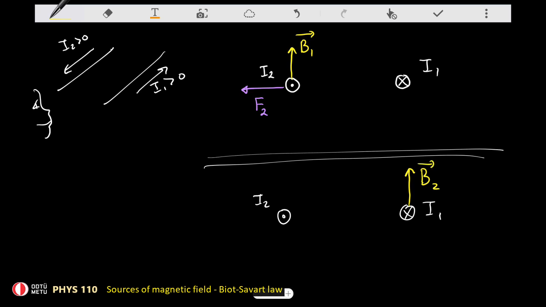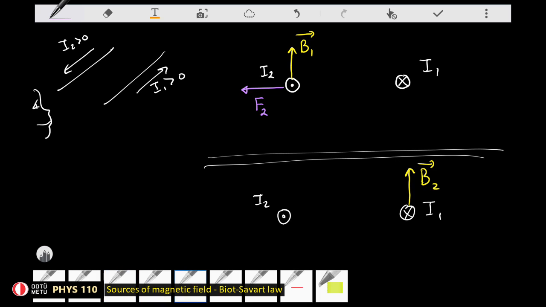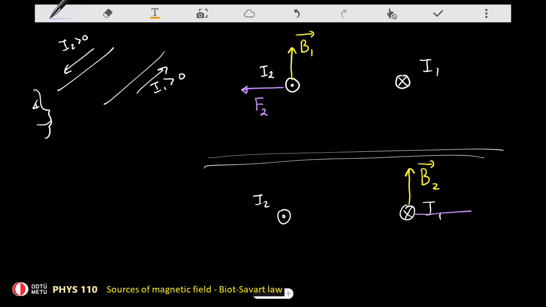So the magnetic field is upward now, which means for the magnetic force acting on the first wire, the length vector is now pointing into the screen. B2 is upward, so by the right-hand rule, the corresponding force would be in the rightward direction. So this is the direction of F1. As a result, we get the same picture again. If the currents are anti-parallel to each other, then the magnetic force is opposite.